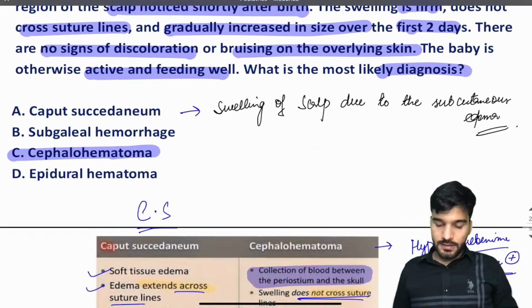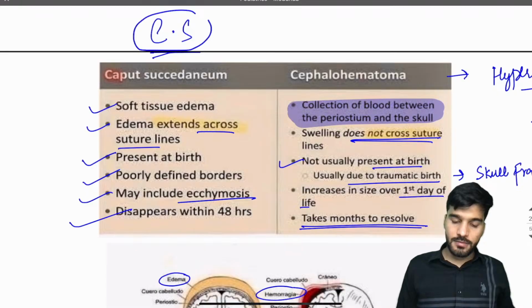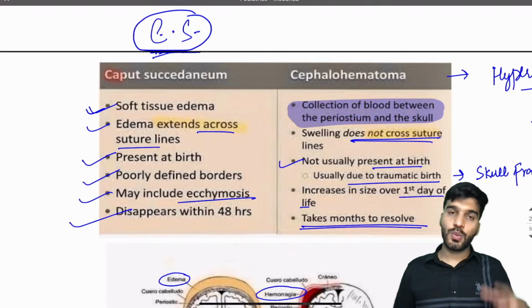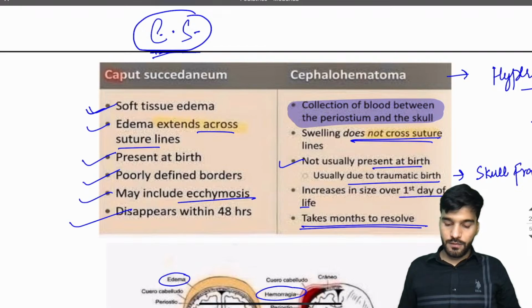Next one is the caput succedaneum and cephalohematoma. Succedaneum, C is cross, S is suture. So if it crosses the sutures, that is going to be the caput succedaneum. It's just a swelling, soft tissue edema. There are poorly defined borders, it disappears within 48 hours.